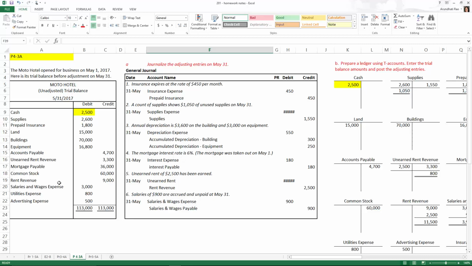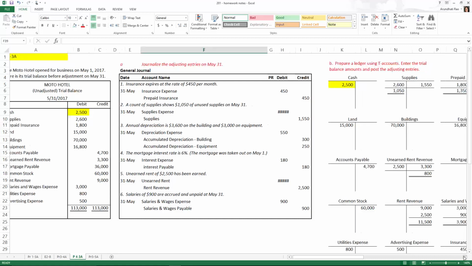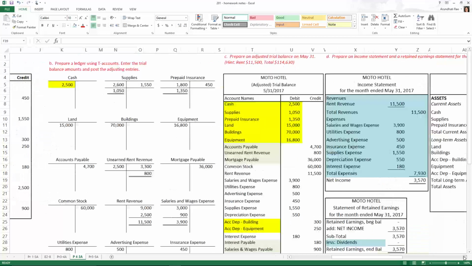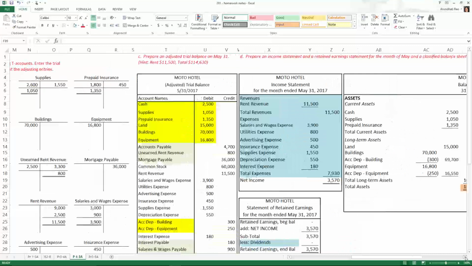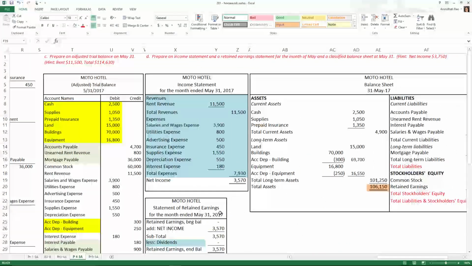The transactions during a period result in finally in the unadjusted trial balance. After you do your adjusting entries and update all your T accounts, you prepare your adjusted trial balance. From the adjusted trial balance, you prepare your three financial statements: income statement, statement of retained earnings, and the balance sheet. And after that, you will do a set of journal entries called the closing entries.